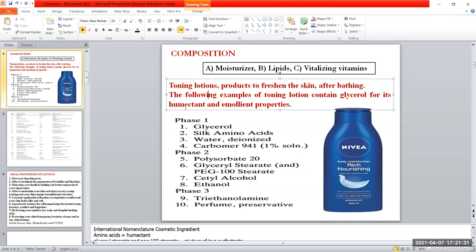The net result is that the concentrations are much lower than in the creams. So we can apply it on the whole body, and it spreads easily because it is more liquid, so we can spread it on the whole body easily and keep it on the skin to get the full benefit from the application of the lotion.